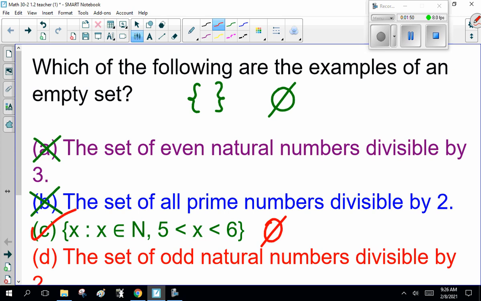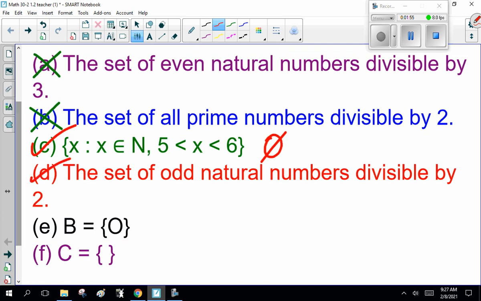D, a set of odd natural numbers divisible by 2. Well, by definition, an odd number cannot be divided by 2. So that's another empty set.